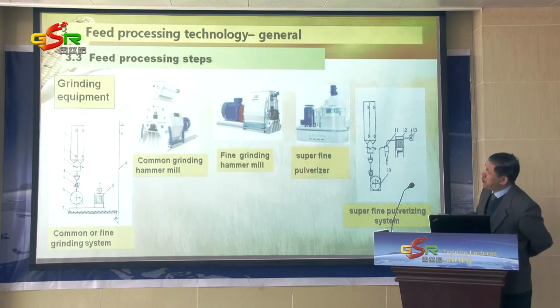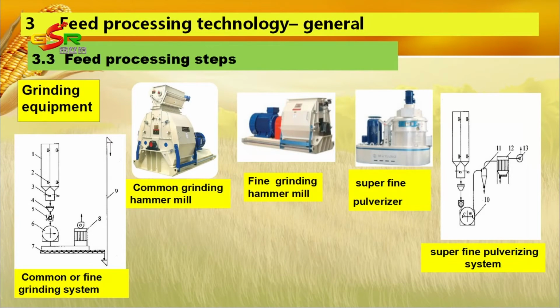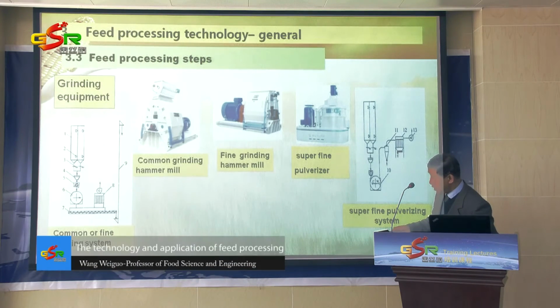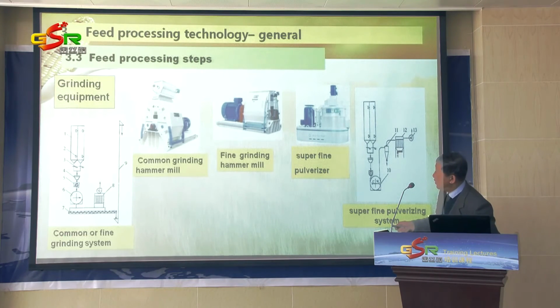Then grinding equipment, you can see I list here. This is the grinding section. This is the common or fine grinding section. There's a bin, this is a hopper, and there's a feeder. This is a hammer mill, and this is a screw conveyor. This is a dust collector. So this is composed of all this equipment.